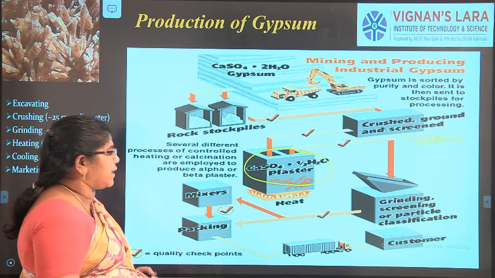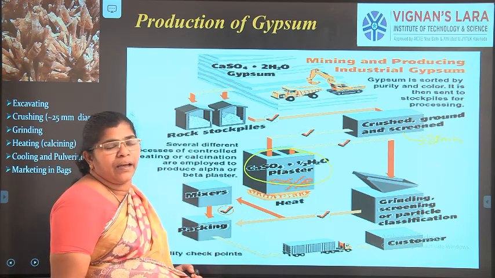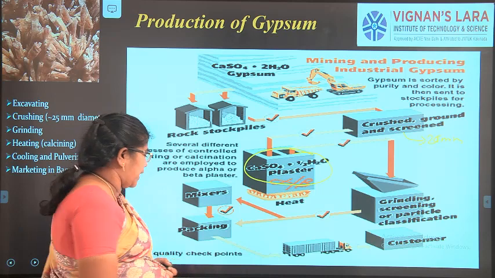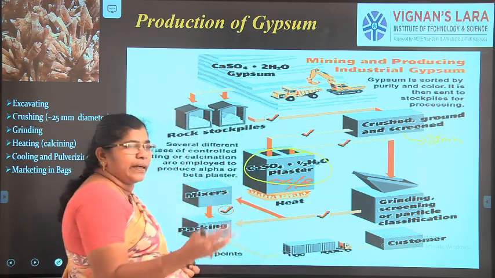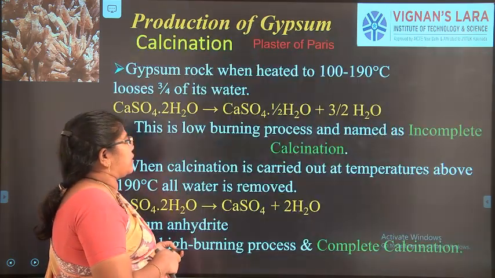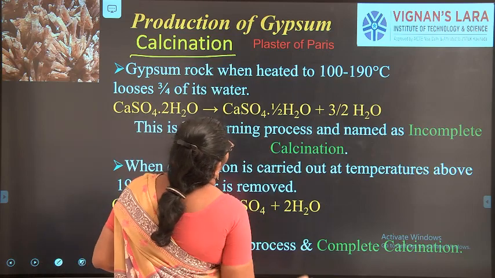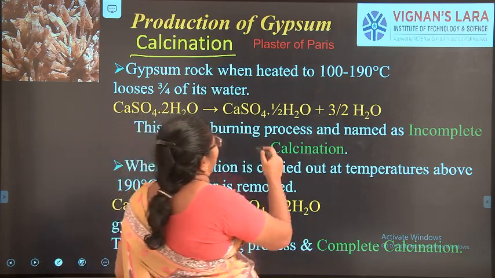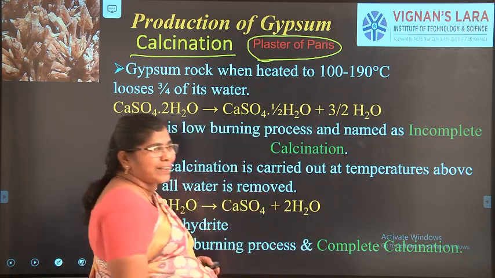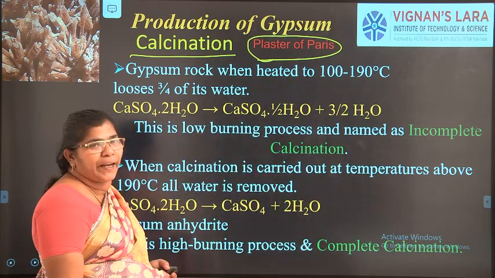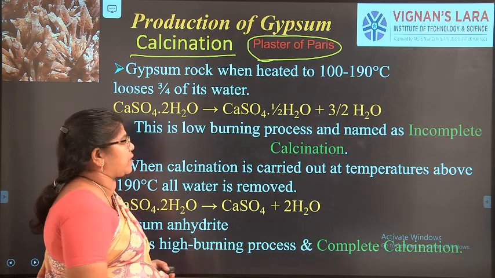After that, it is taken to the mixers where it is cooled and pulverized, then packed in bags and distributed in the market. So here we will see in detail about the calcination process. That is the main thing. We call it by another name, plaster of Paris. The gypsum board we call the dry walls. There are different names for gypsum depending upon the products and applications.